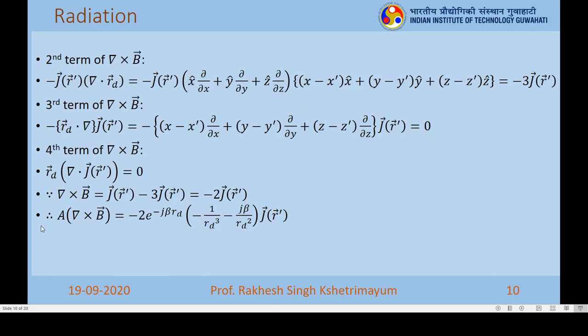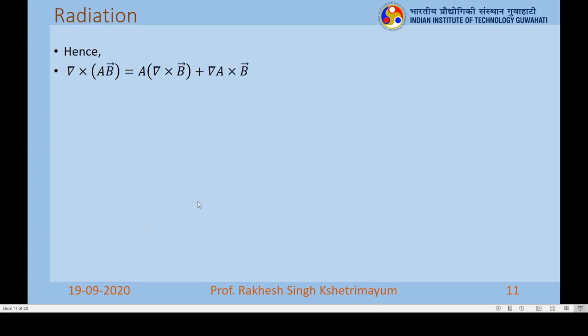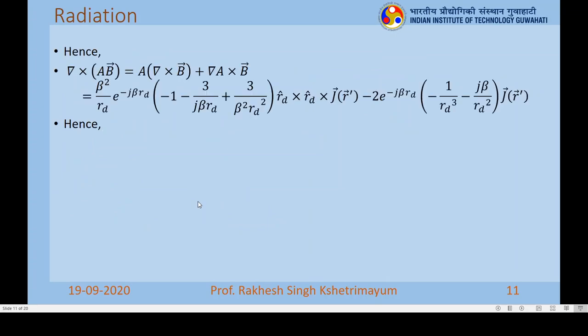So we can find out the first term of the integrand of the electric field. A curl of B: you substitute the scalar quantity A, and curl of B is minus 2j. So this is the expression you have. We have the first term and second term of the integrand of the electric field, so we can find the expression for the electric field now. This is the integrand of the electric field expression you have.